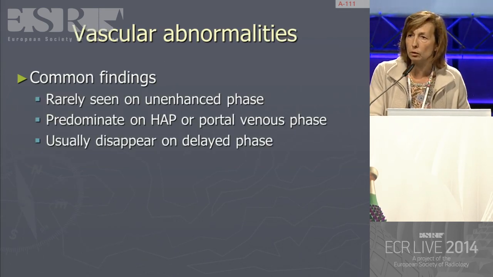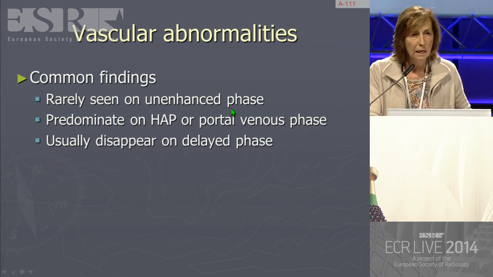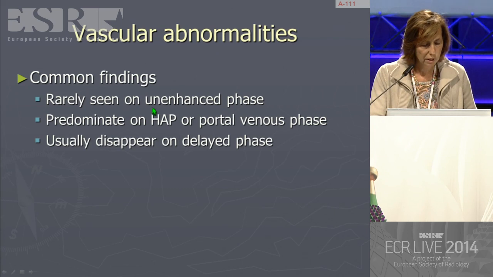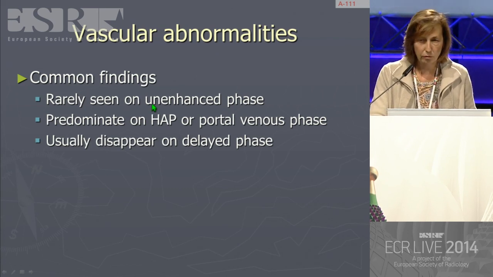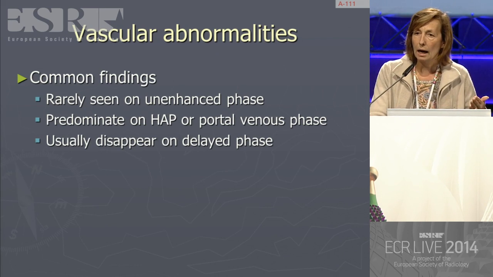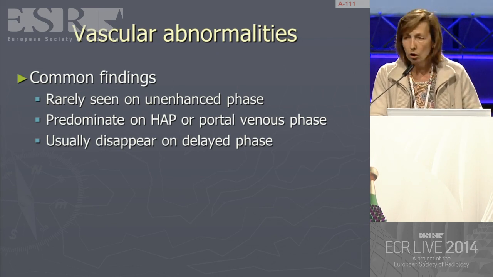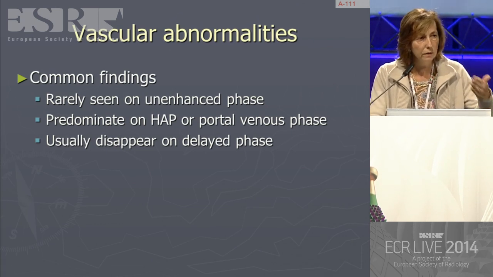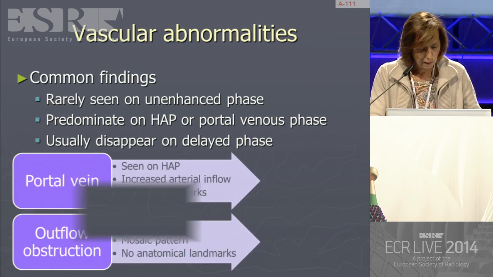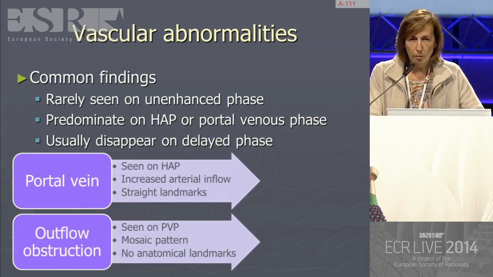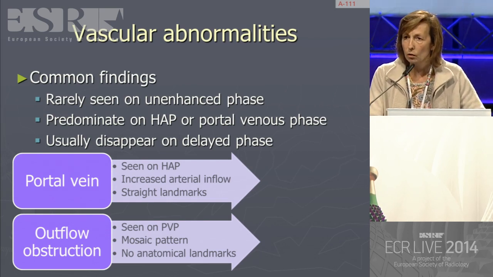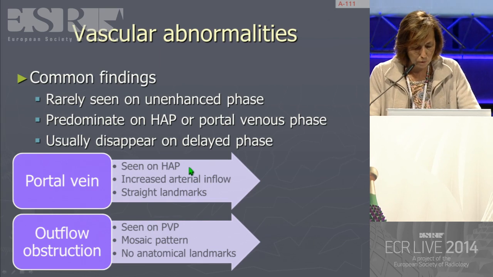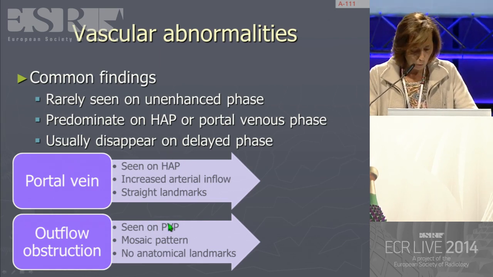So first, you were very good at diagnosing vascular disorders. And you were right, because vascular disorders are rarely seen on enhanced phase. They predominate either on hepatic arterial phase or portal venous phase, and they usually disappear on delayed phase. So we are really in the topic of vascular disorders. So briefly, most of them come from the portal vein abnormalities or outflow obstruction. How can we differentiate? In the first one, they are mostly seen on hepatic arterial phase, while the second ones are mostly seen on portal venous phase.